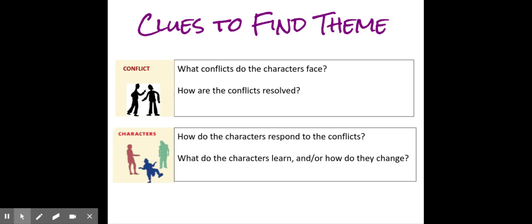So if we look at the conflict first, which is, again, the problem, well, what conflicts do the characters face? Well, they have this big bad wolf that's trying to eat them, and that wolf is blowing down their houses. And then, more importantly, if you look at how the conflicts are resolved, or how does that problem end? The first 2 little pigs are at risk of being eaten because the big bad wolf blew their houses down, but the conflict is resolved because once they get to their brother's house, who took the time to do it right and made the house out of bricks, they're safe. So again, it's resolved by them finding safety at the brick house.